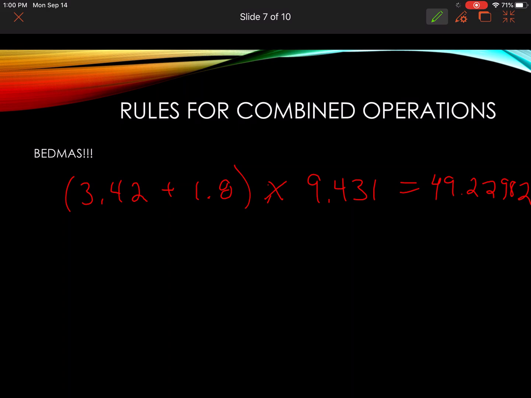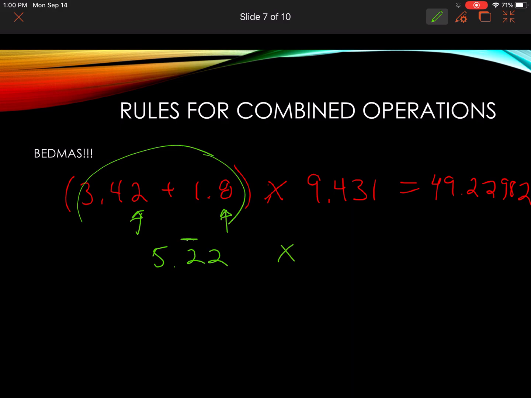Now, the first part here in the bracket is addition. Because it's addition, I have to look at place value. The 3.42 is significant to the 100ths, but the 1.8 is only significant to the 10ths. So my answer between these two can only be significant to the 10ths. So 3.42 plus 1.8 is 5.22, right? But from that, I know it's only significant to there.